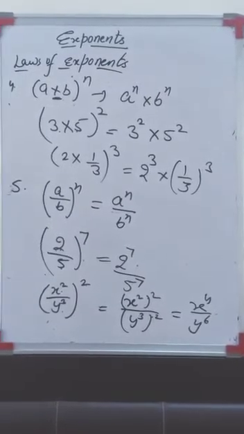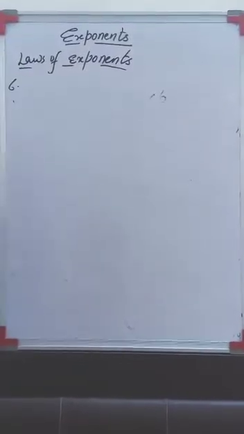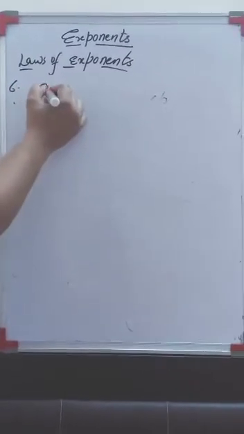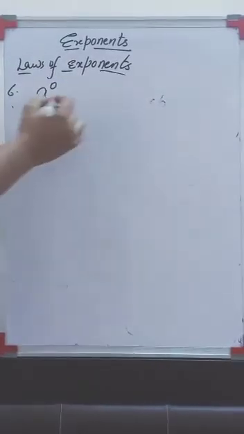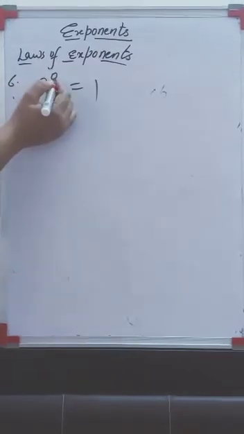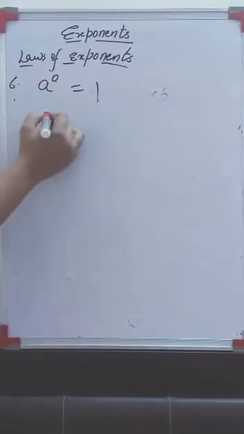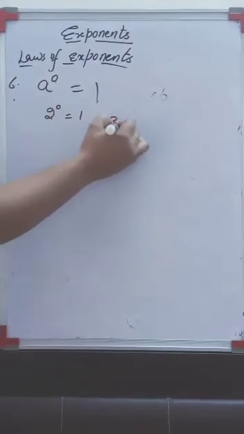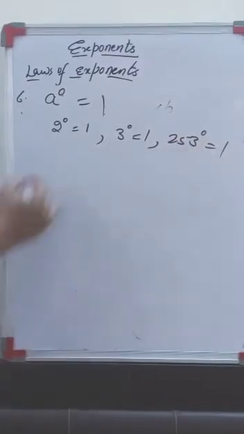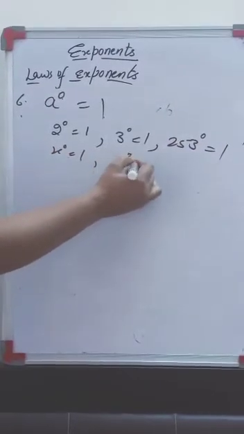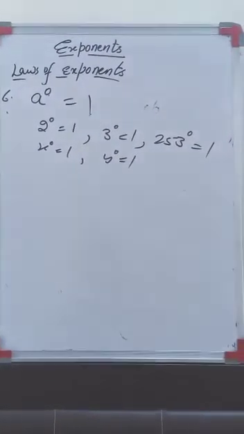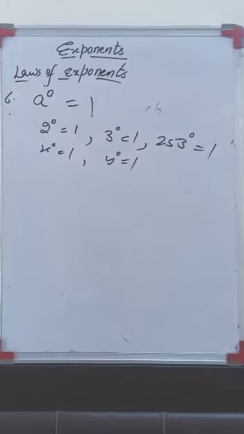Next, your sixth law is: if any number has the exponent 0, if a is power 0, then it is always equal to 1. Whatever the base, if its power is 0, its value is 1. For example, 2 raised to power 0 is 1. 3 raised to power 0 is 1. Taking 253 with power 0, it will be 1. x raised to power 0 is 1, y raised to power 0 is 1. So if your power is 0, whatever the base is, the result is always 1.